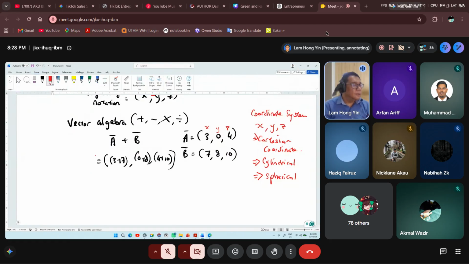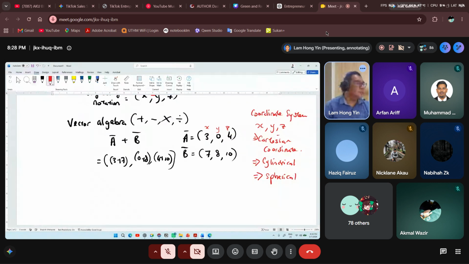This is how you perform the addition operations of the vector, right? Besides that, subtractions are also the same, right? So you only perform according to the axis of the vector. Those are the things that we consider as the fundamentals of this, and also the subtractions.